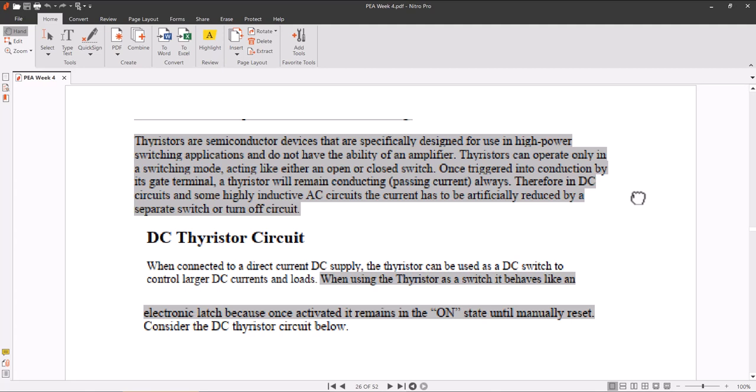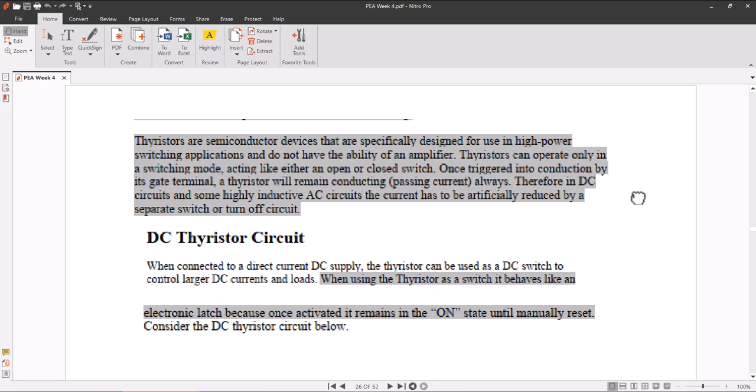Once triggered into conduction by its gate terminal, a thyristor will remain conducting, passing current always. Therefore, in DC circuits and some highly inductive AC circuits, the current has to be artificially reduced by a separate switch to turn it off. अब DC thyristor देखें, AC में तो ये नेचुरली ऑफ हो जाएगा नेगेटिव हाफ साइकिल में, ठीक है, लेकिन DC में आप क्या करेंगे? तो अब हम देखें, इसको कहते हैं कम्यूटेशन, थाइरिस्टर को बंद करवाना, कम्यूटेशन. When connected to a direct current DC supply, the thyristor can be used as a DC switch to control larger DC currents, and when using the thyristor as a switch, it behaves like an electronic latch because once activated, it remains in the on state until manually reset.